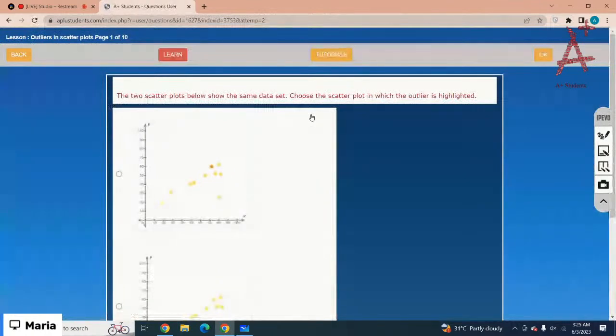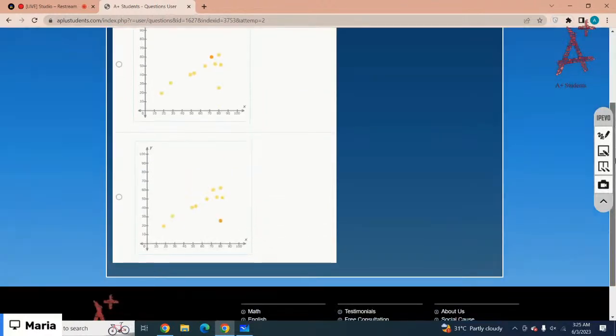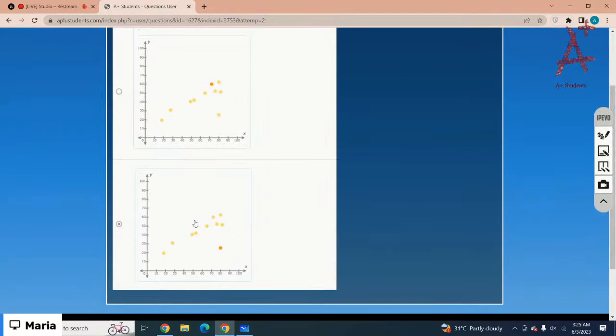Okay, the two scatter plots given below show the same data set. Choose the scatter plot in which the outlier is highlighted. So which is the correct option? The second option is the correct one. An outlier is either an extreme high or extreme low value. That would be extreme low. So option number 2 is the correct option.